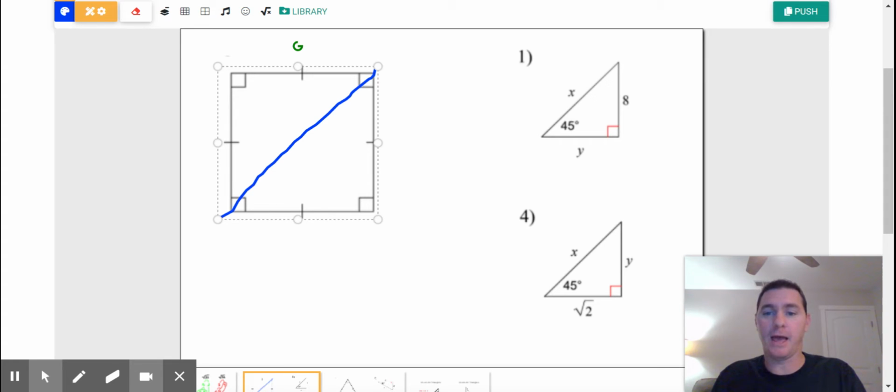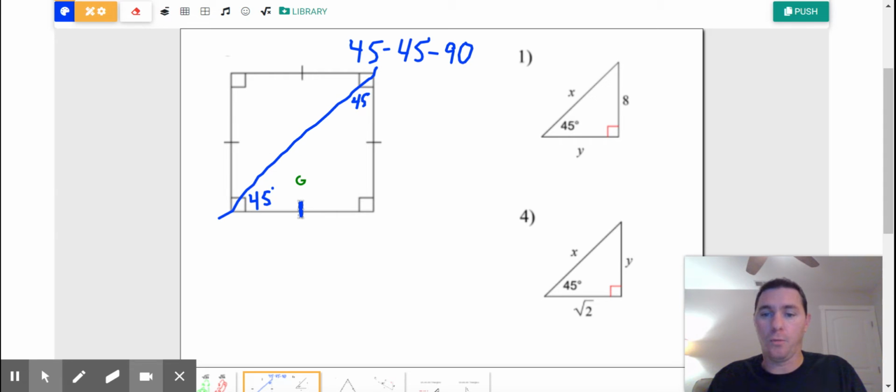If we draw a line right down the diagonal of this square, we create two right triangles. And we know that these angles, 90-degree angles split in half, creates 45-degree angles. And so this triangle is called a 45, 45, 90 triangle. It's our first special right triangle.